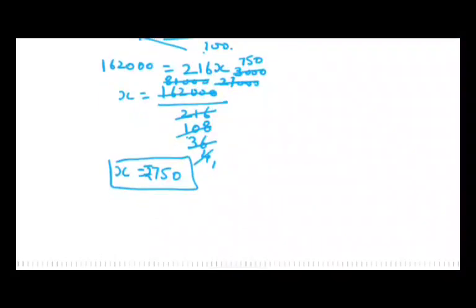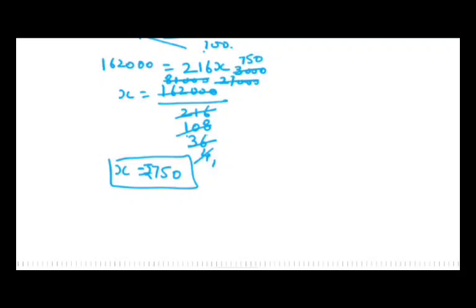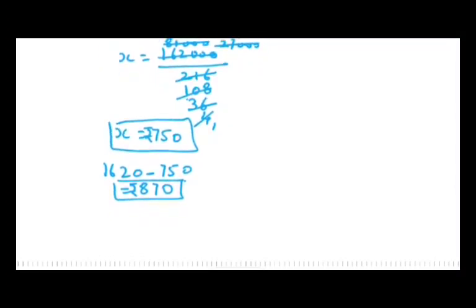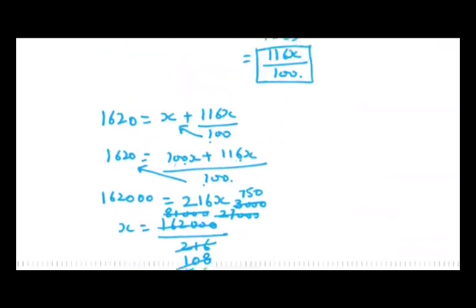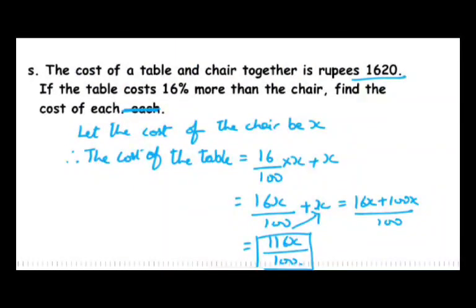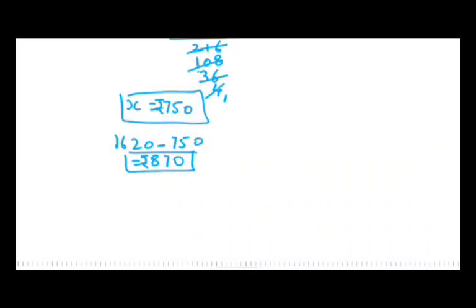Okay. What is the cost of my table? Now I'm going to simply subtract the cost of the chair from the total amount. So what's my total amount? 1620 minus 750, which is equal to 870 rupees. 870. All right, simple. Okay, so what's my statement going to be? Find the cost of each.